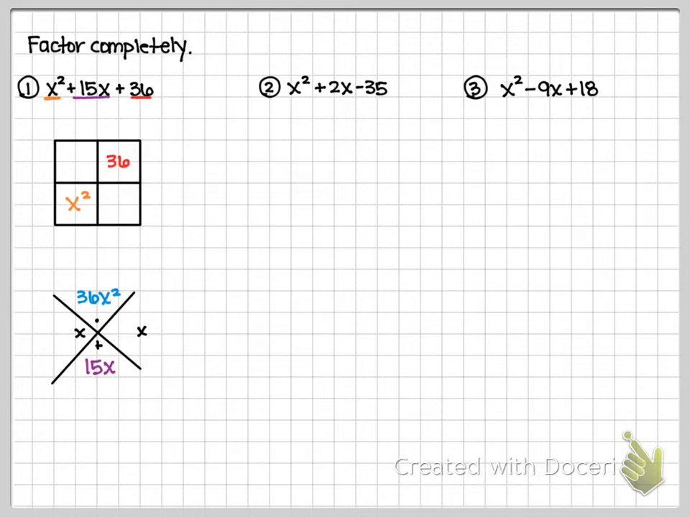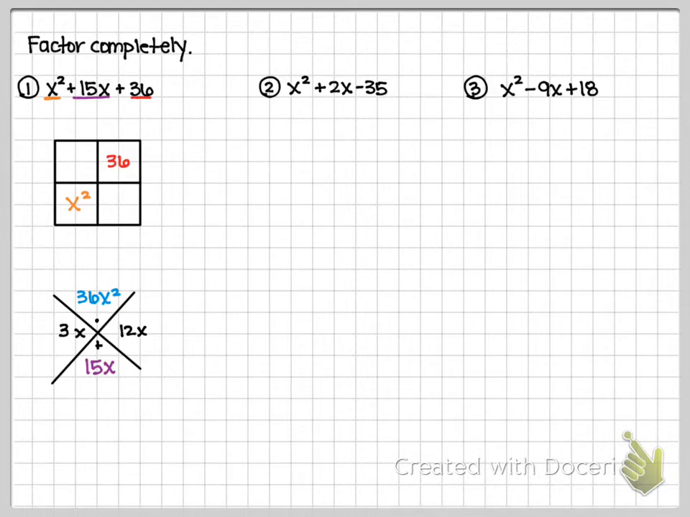So let's see, the first thing that goes into 36 is 1. So we've got 1 and 36. That's not going to work. 2 and 18. That's not going to work. That gives me 20. 3 and 12. Oh, that works. 3 and 12 gives me 15.